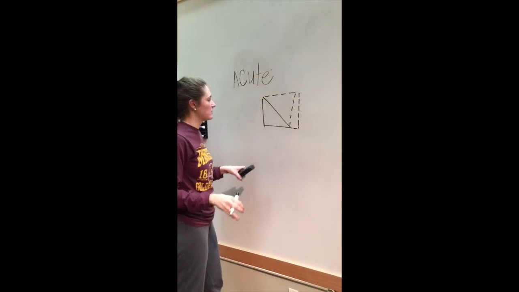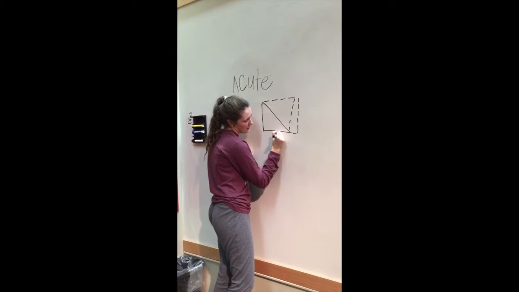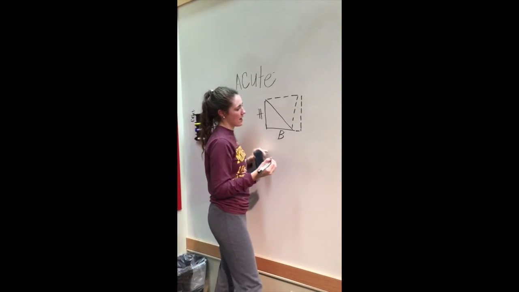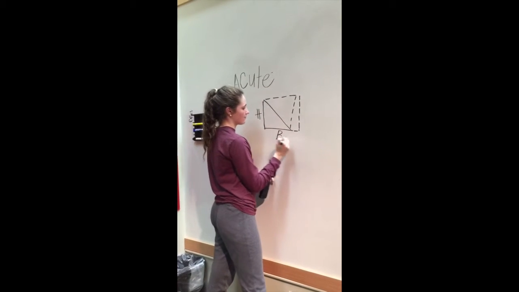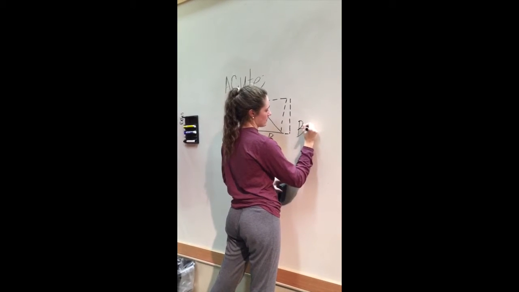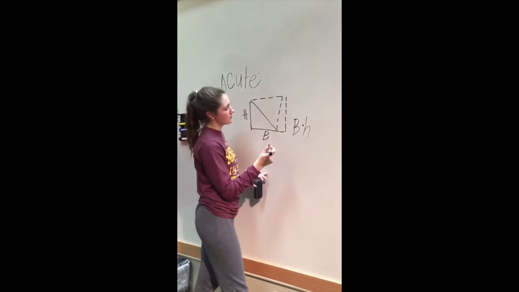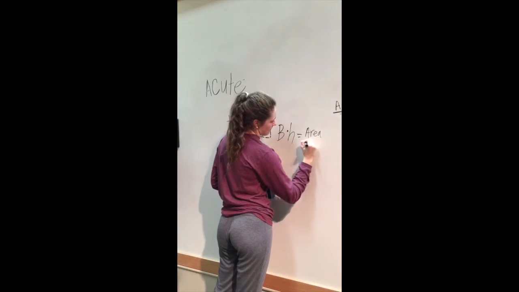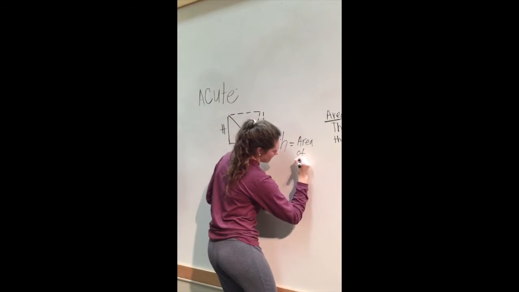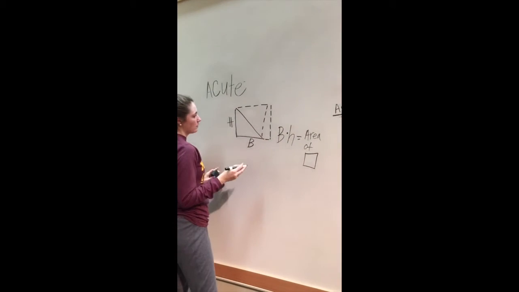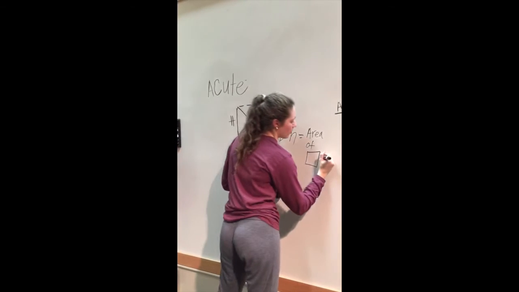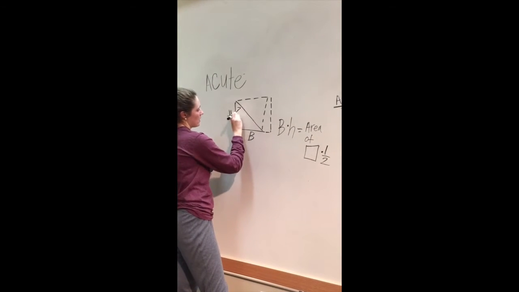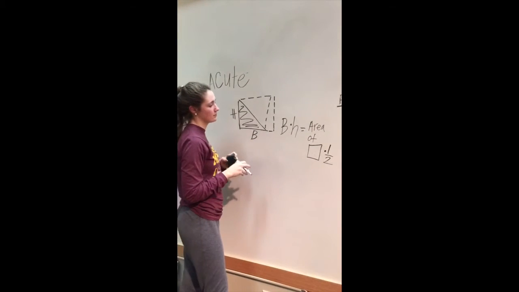So as you see now, we have a rectangle, and so we will continue, and we will take the base, like we did for the right triangle, and the height, and multiply them by each other, which will give us the area of the rectangle. And then we'll have to divide it by 2, or multiply it by 1/2, to just get the area of our acute triangle.